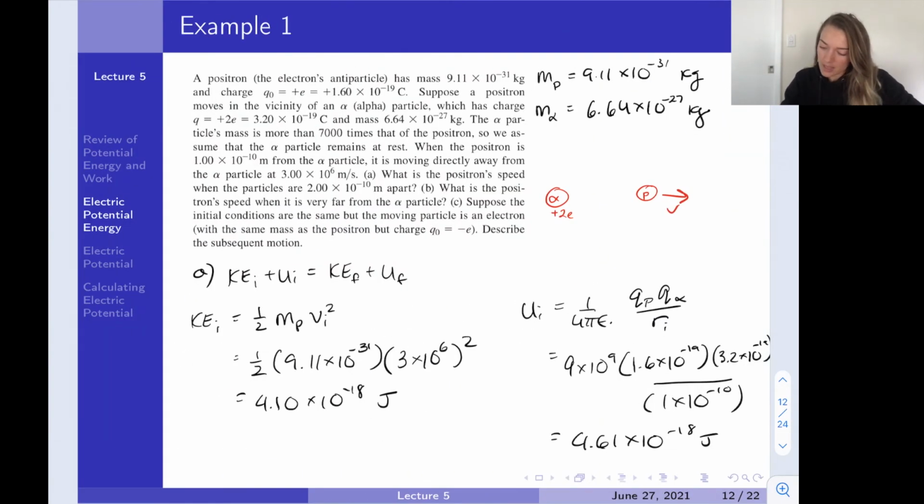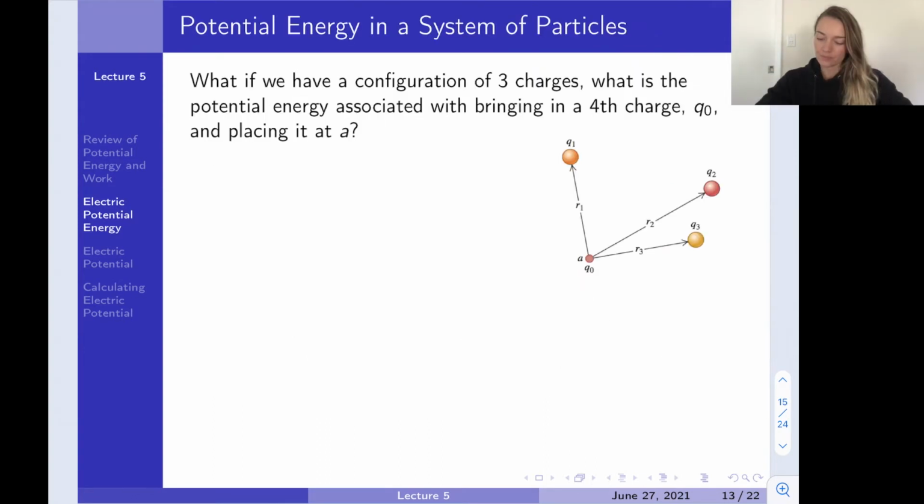Now for part C and D, I just took this example out of your book, so the book works through parts C and D. So definitely try reworking this where the positron is actually an electron, and see if you can understand how that situation will change if now you have a positive and a negative charge instead of two positive charges.